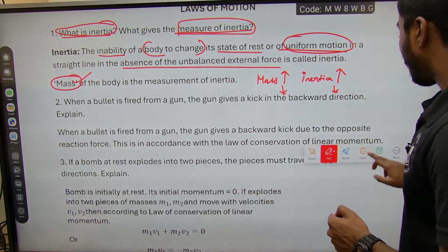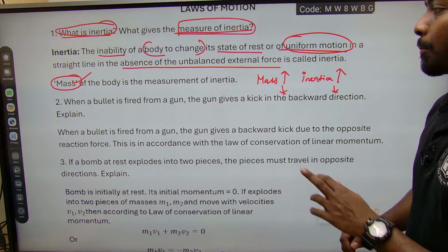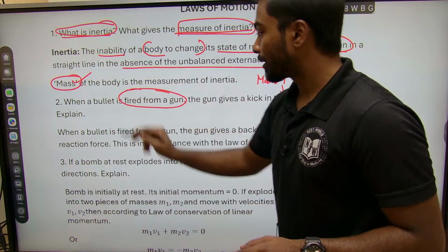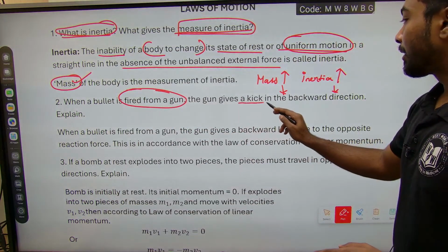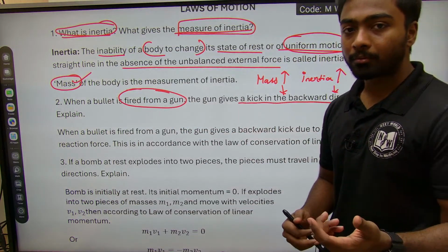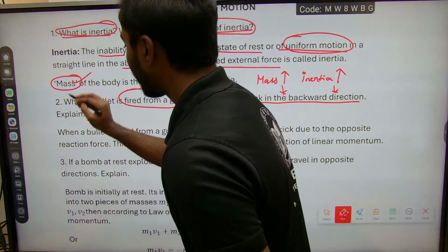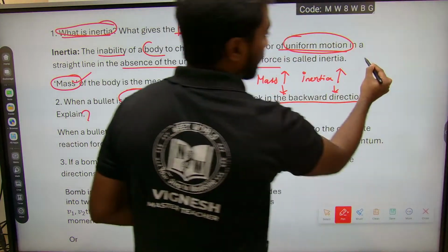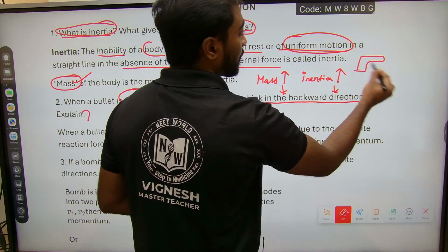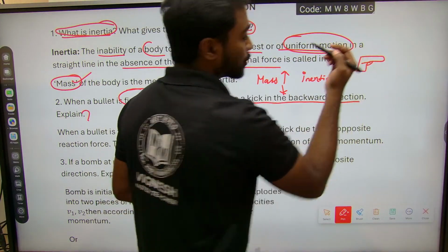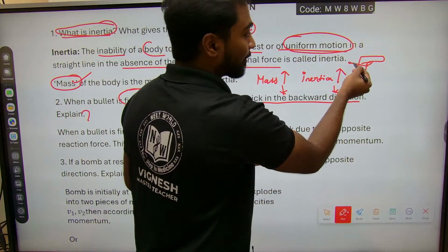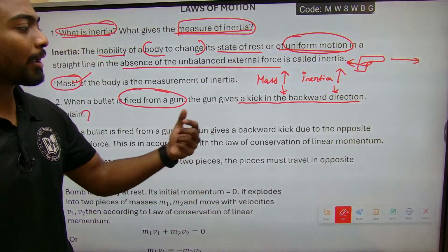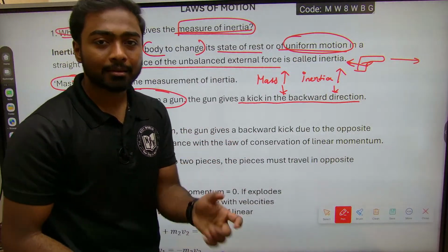Now the second question: when a bullet is fired from a gun, the gun gives a kick in the backward direction. Why? Explain it. When we shoot, the bullet goes forward and the gun kicks back, right? Why does it happen? What is the reason behind that?